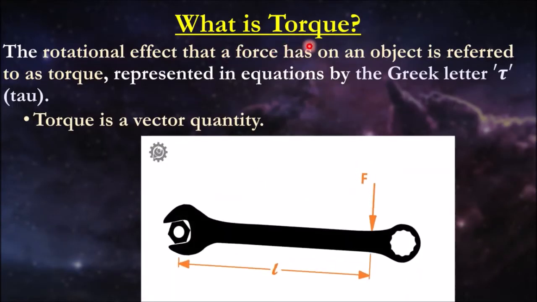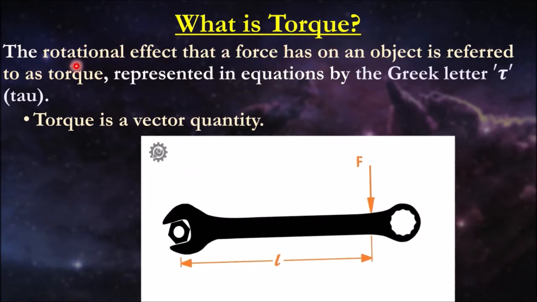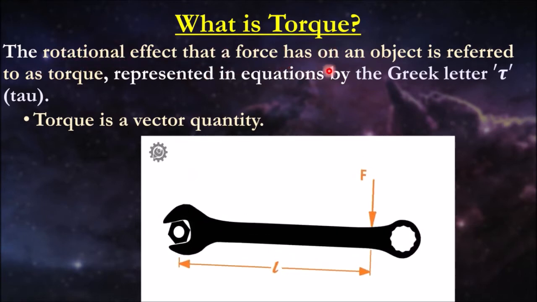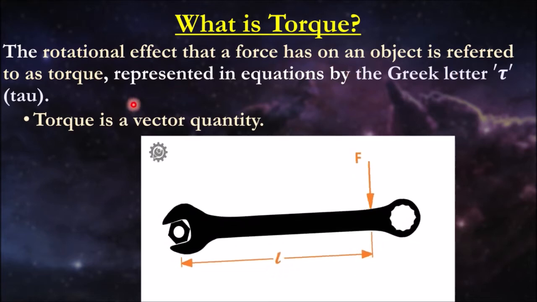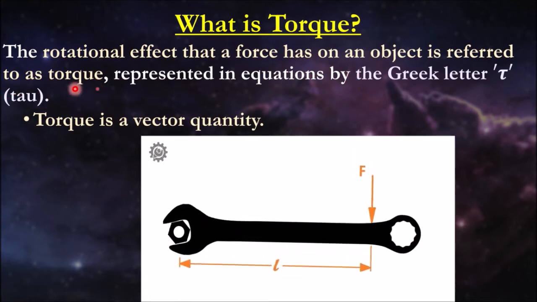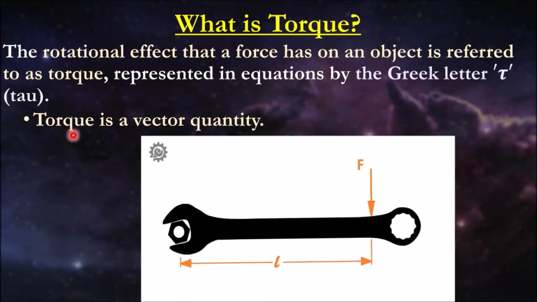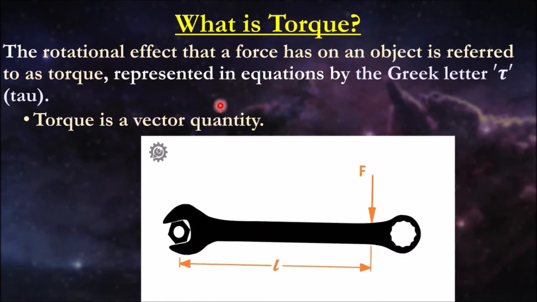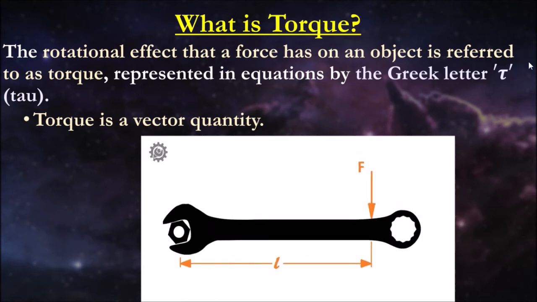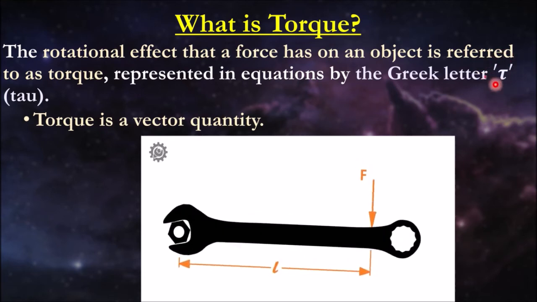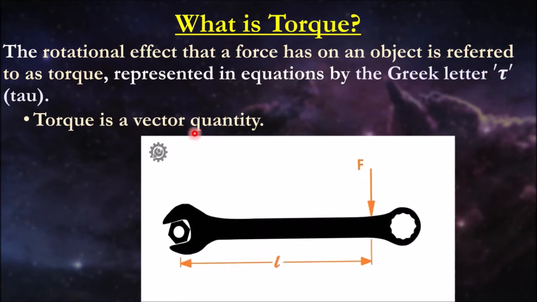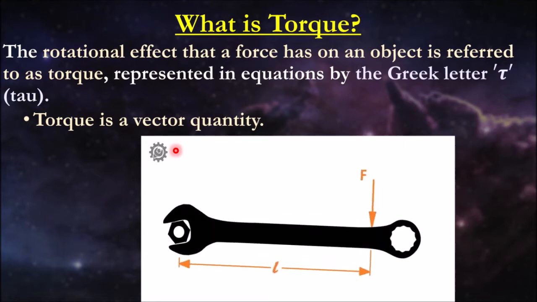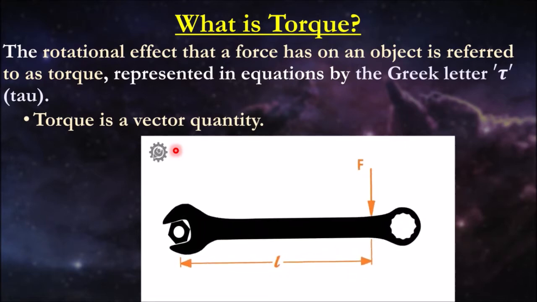Okay, so what is torque? Torque is a rotational effect that a force has on an object, and we refer to that as torque. It is not a force, it is an expression to show how the force is affecting an object's rotation. It's represented by the Greek letter tau. It is a vector, so you need to also state the direction in which it's spinning.